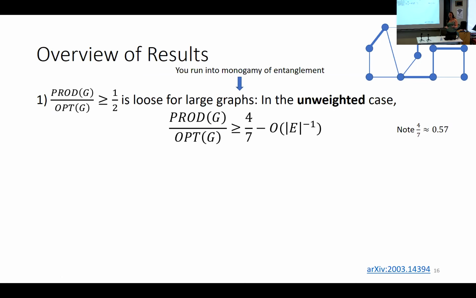And so we were able to show that the best product state always gets at least 4/7 of the optimal value, minus this thing that goes with the size of the graph. Okay, so that's what that is.